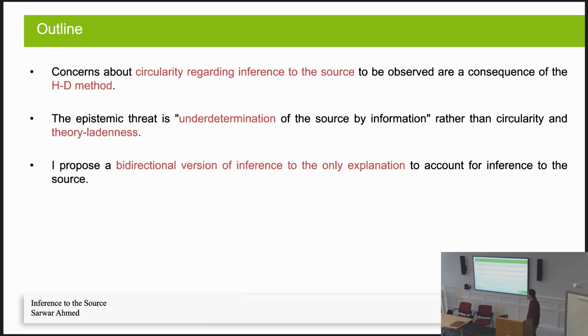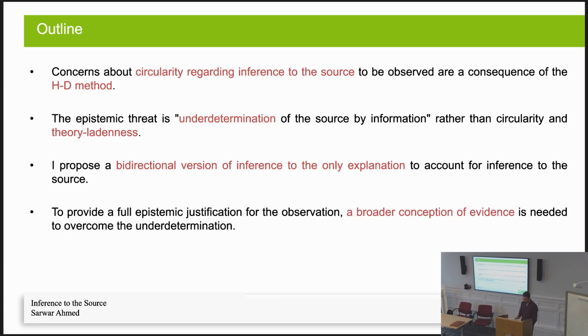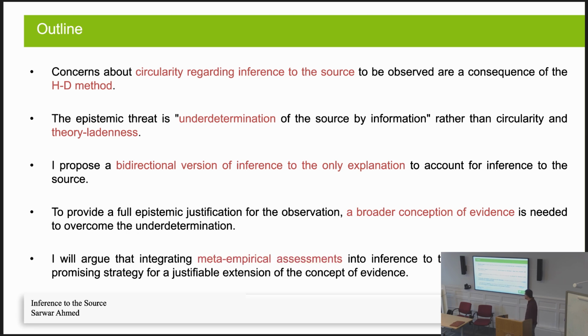And I propose a bidirectional inference to the source, to the only explanation that accounts for the inference to the source. However, I argue that to provide a full epistemic justification for the observation, a broader concept of evidence is needed to overcome the underdetermination. And I will argue that this needs the integration of meta-empirical assessments to infer the inference to the only explanation.